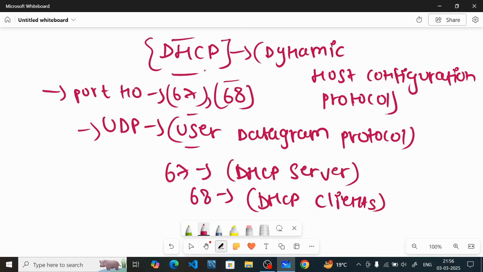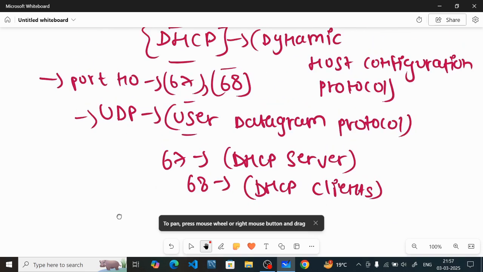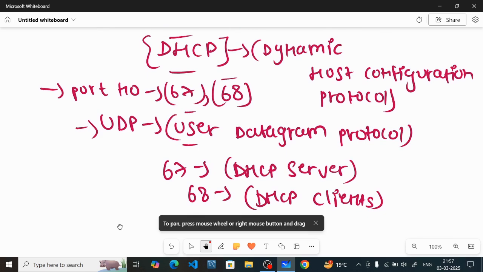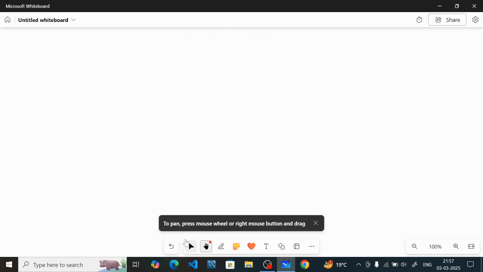Okay, so that is the raw information about what is DHCP, what is the port number, and which protocol name it is using. So my question is: how does DHCP get the IP address? How does my machine get the IP address? So let's move forward. You can take the screenshot if you want.